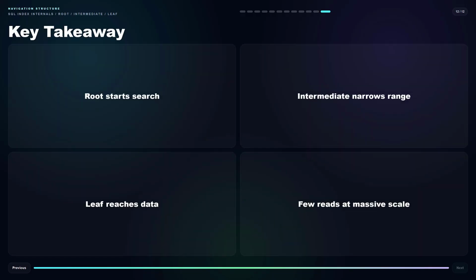So the key takeaway from this video is, indexes internally use B-tree structures for navigation. The root page starts the search. Intermediate pages narrow the path. Leaf pages lead to the actual data. And this hierarchical structure is what allows SQL Server to perform extremely fast lookups even on massive datasets.